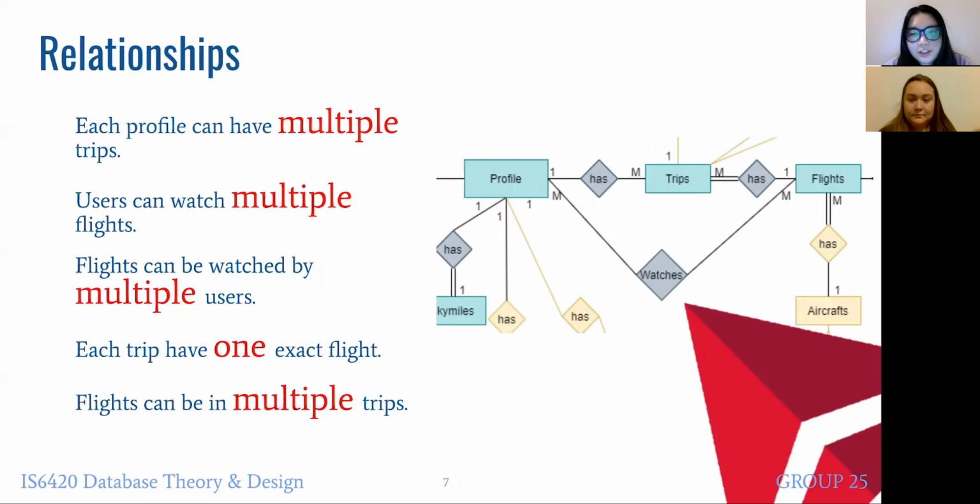Here are the relationships that we have in our diagram. Starting from profile, each profile can have multiple trips, and each trip can be related to only one profile. This means that a person can book multiple flights, but only one person can use the boarding pass. Also, from profile, each user can be watching multiple flights, and each flight can be watched by multiple users.